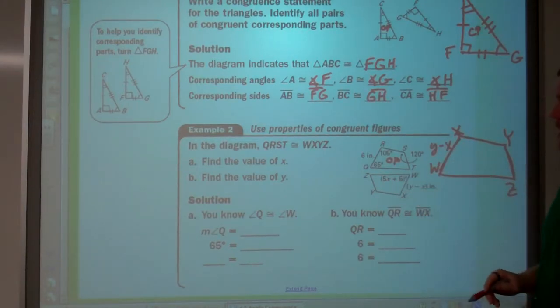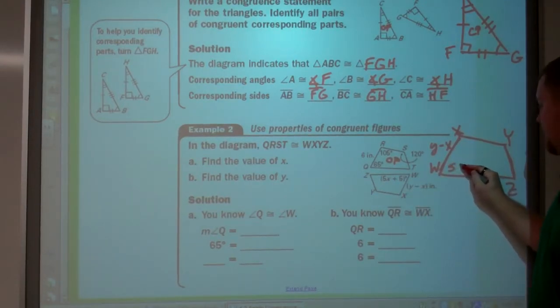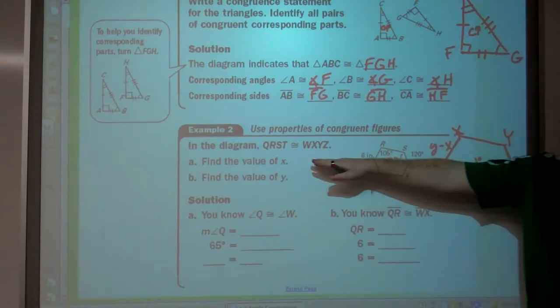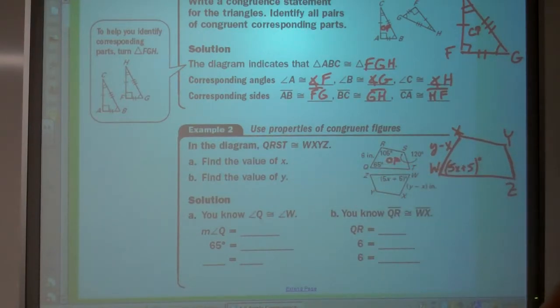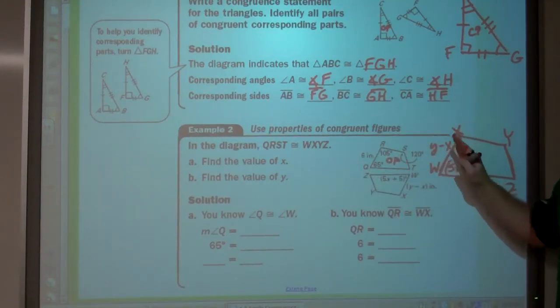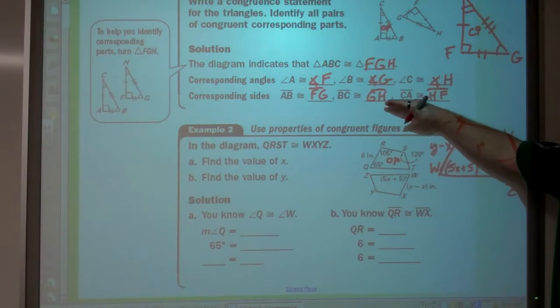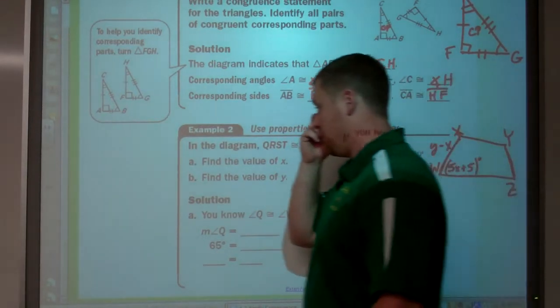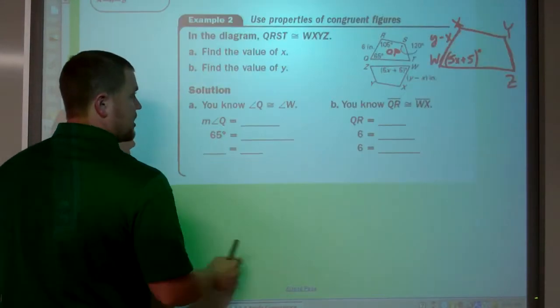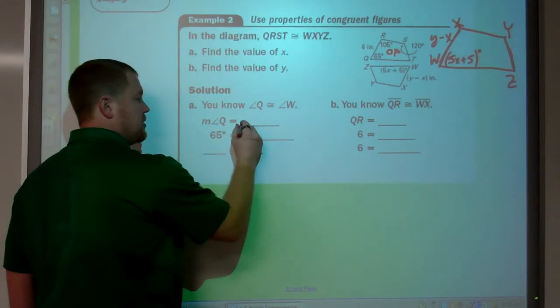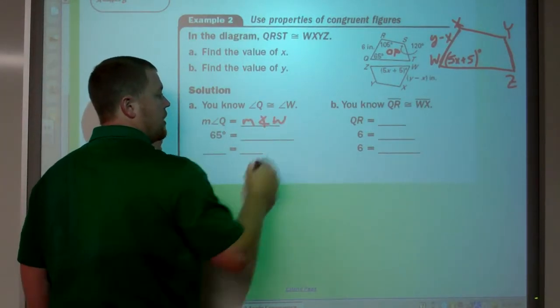Angle W is 5x plus 5. So we got 5x plus 5 for angle W, degrees. Now find the value of x and find the value of y. If the figures are congruent, their corresponding parts are congruent, like here. That means angle Q is congruent to angle W. And if angles are congruent, we know their measures are equal.